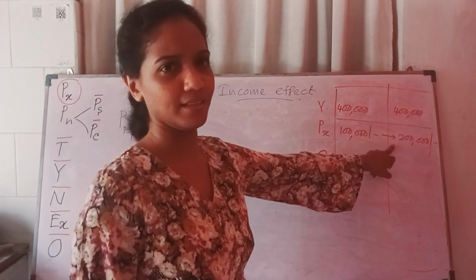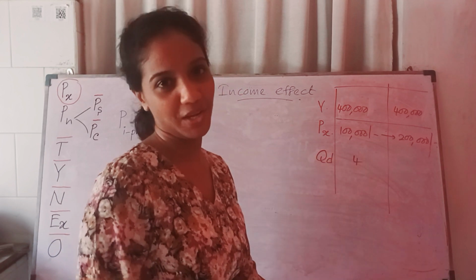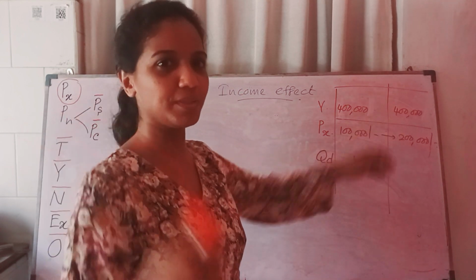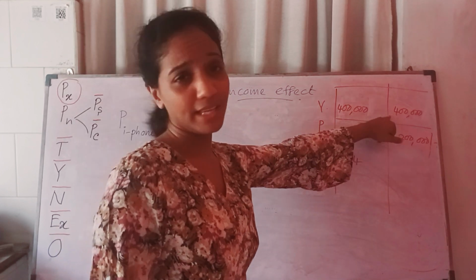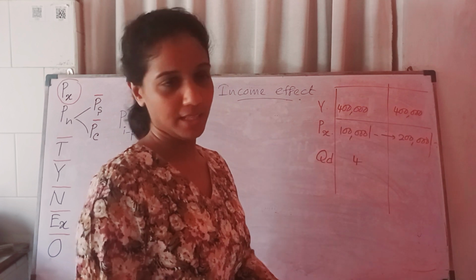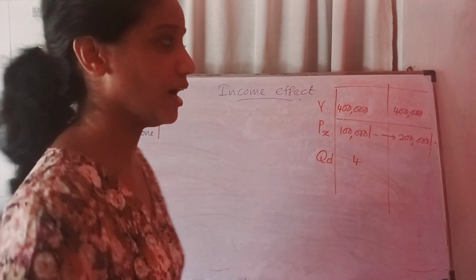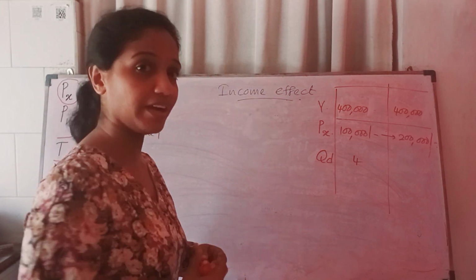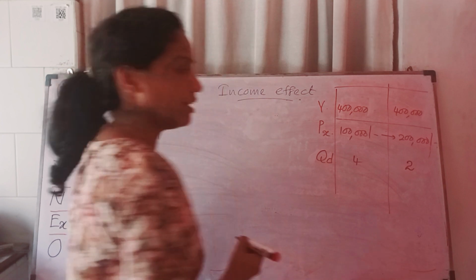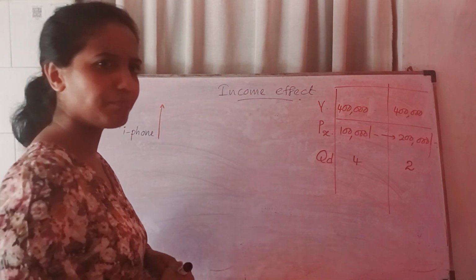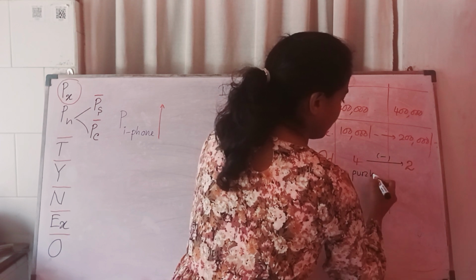Now what happened? The price of the iPhone increases from 100,000 to 200,000. Then how many units? What is your purchasing power? iPhones දැන් කීයද ගන්න පුළුවන්? ඔයාගේ salary එක 400,000. දැන් price of the iPhone වෙනවා 200,000. එහෙනම් දැන් ගන්න පුළුවන්. How many units of iPhones can you buy now? Only 2 units. Which means, what happened to the purchasing power? Purchasing power reduces.